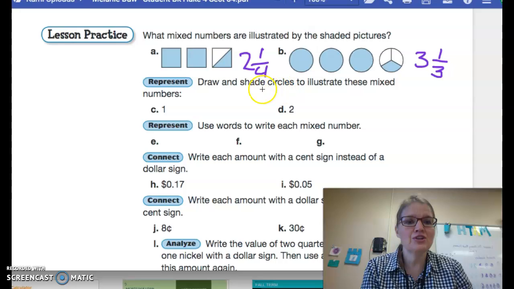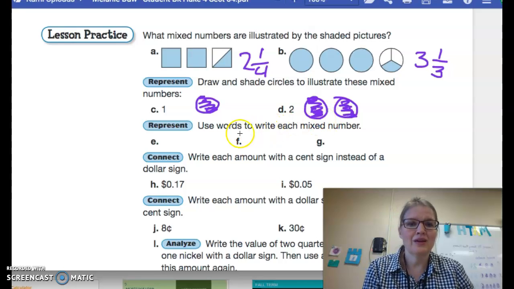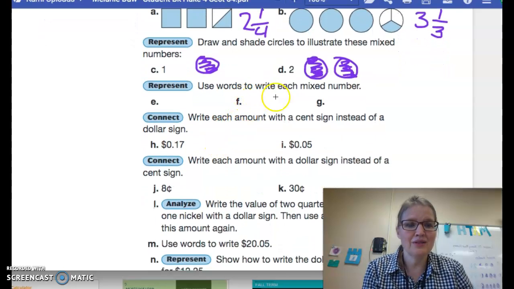Draw in the shaded circle to illustrate these numbers. Here's 1. But this is not a mixed number. So use words to write each mixed number. Guys, we're going to pass on this because I think I'm not seeing what we need to do, but that's okay.